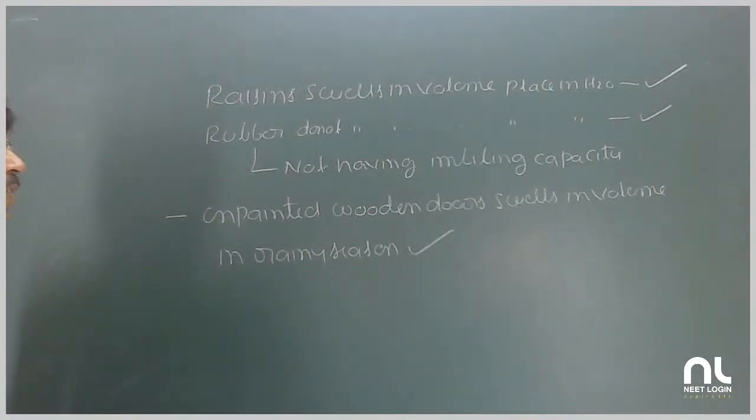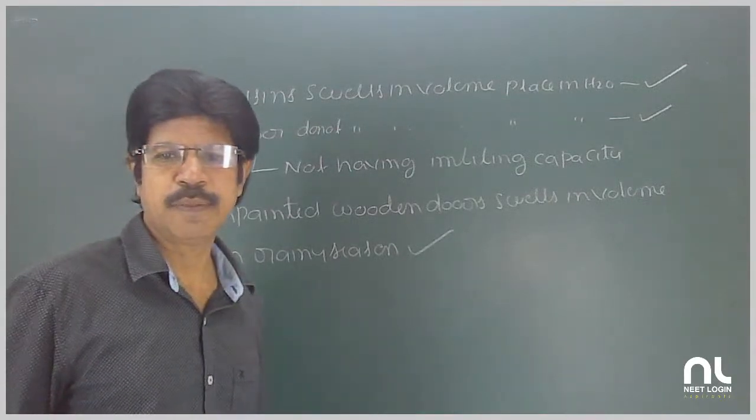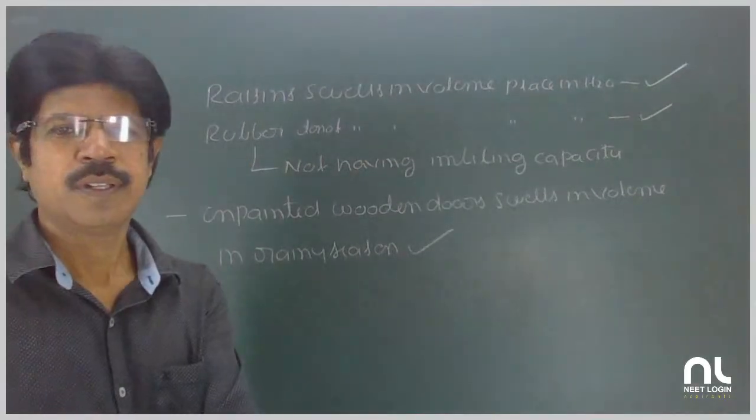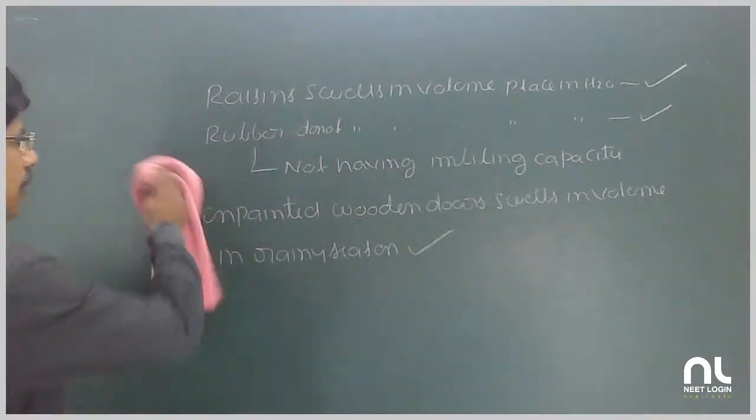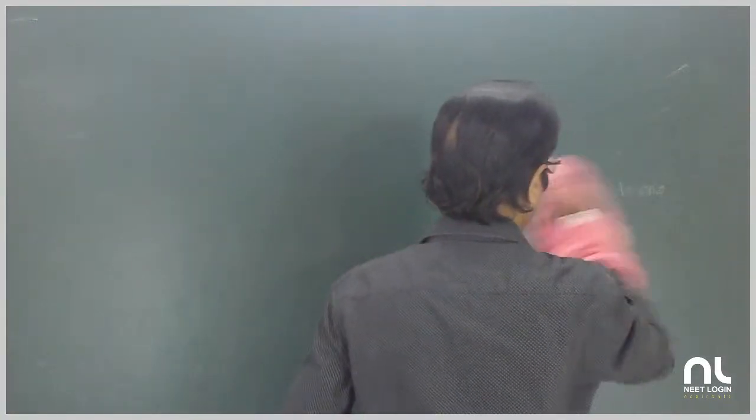So resin swells in volume due to imbibition. Rubber does not swell in volume due to lack of imbibition. That is imbibition. And next it is plasmolysis.